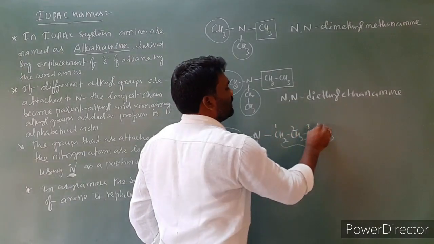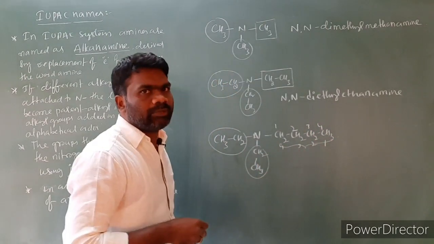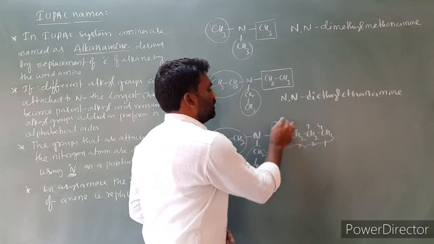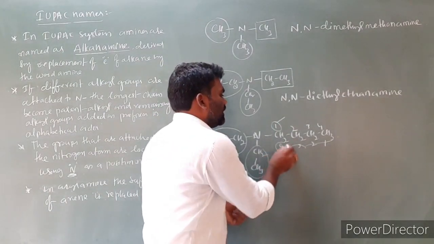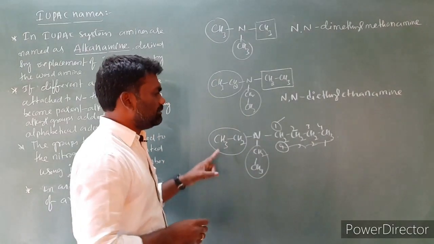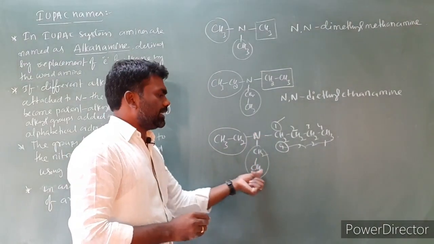1, 2, 3, 4. Second possibility 1, 2, 3, 4. In which direction is numbering correct? The functional group will get the lowest possible number. This is the wrong direction. In this direction it is getting number 4. Then what is the name of this compound? To the N, two groups are attached, both the same.